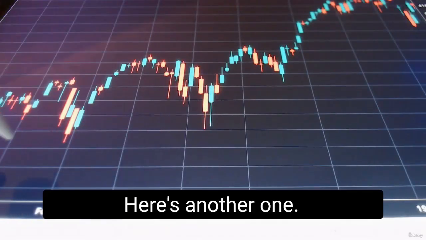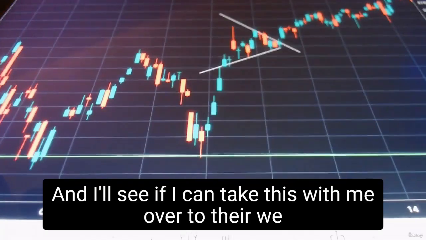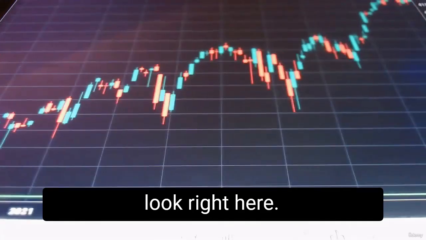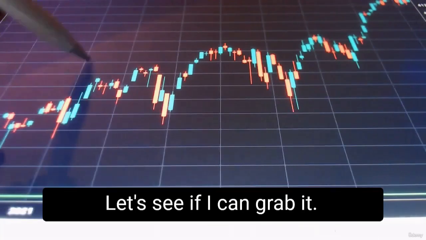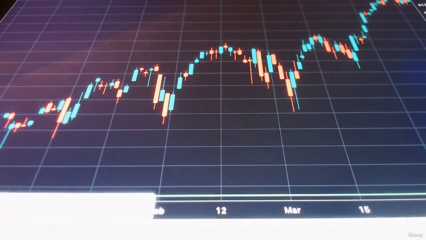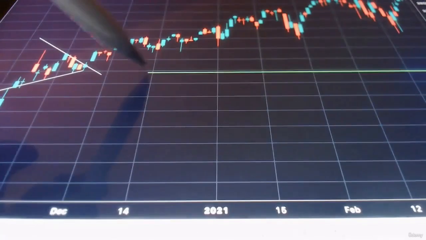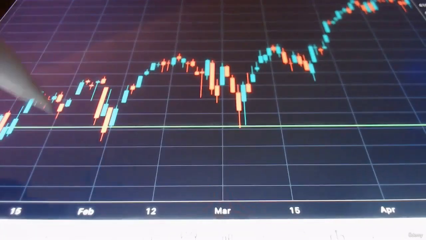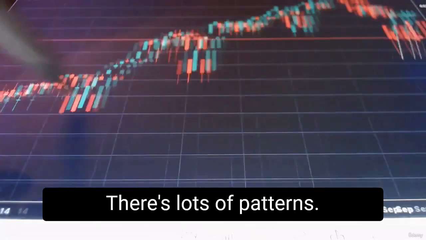Again, here's another one, and I'll see if I can take this with me over to there. We look right here, right? Let's see if I can grab it. Come on. Okay. So we see right here, there's lots of patterns. There's lots of patterns.